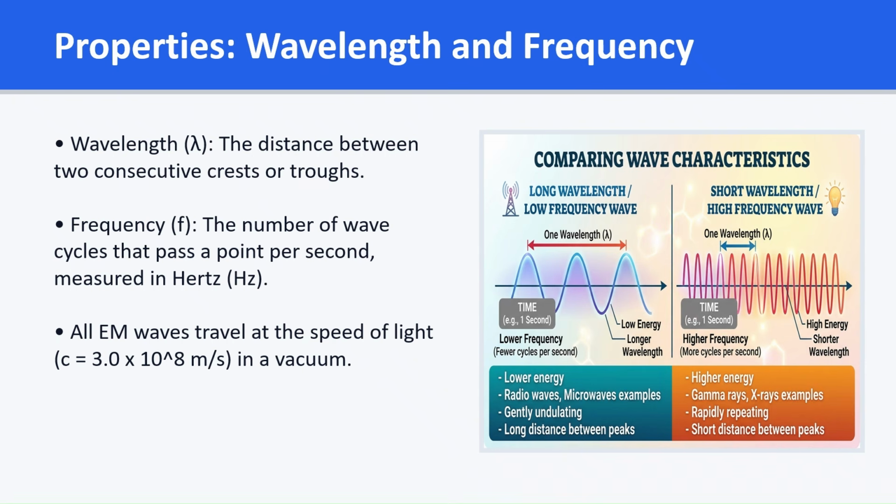So kung mao ni ang noun sa wavelength, wavelength is the literal length of one wave cycle. Frequency is how fast they are vibrating past you. So it means even if the waves can have very different lengths, they all have one thing in common in space. They all travel at the same incredible speed. They can travel 300,000 kilometers per second.